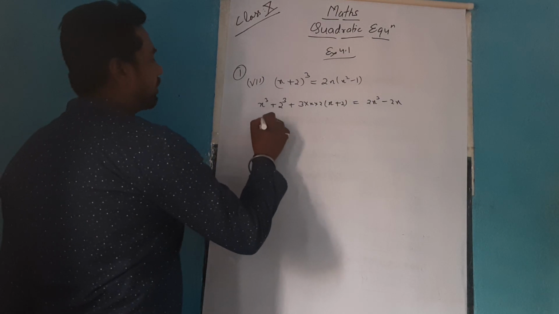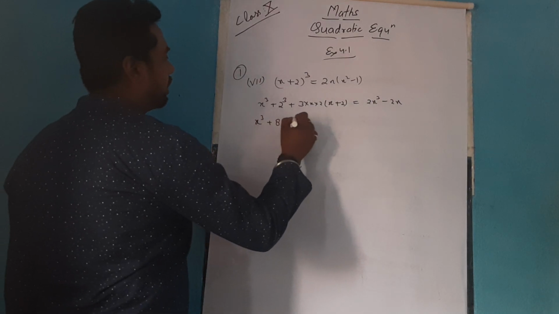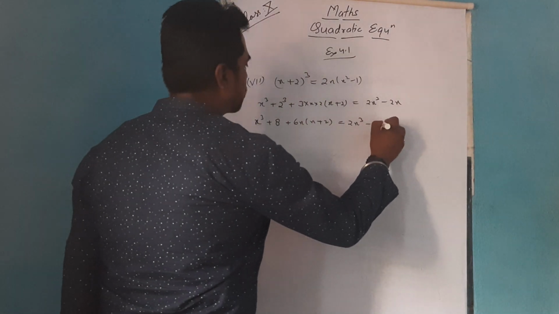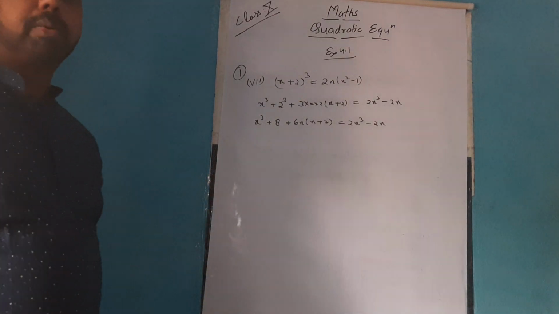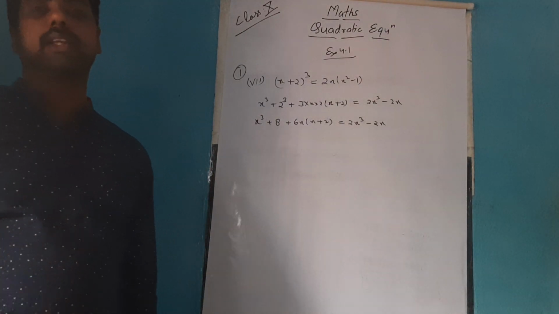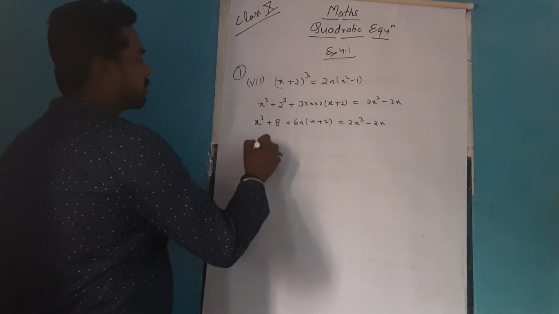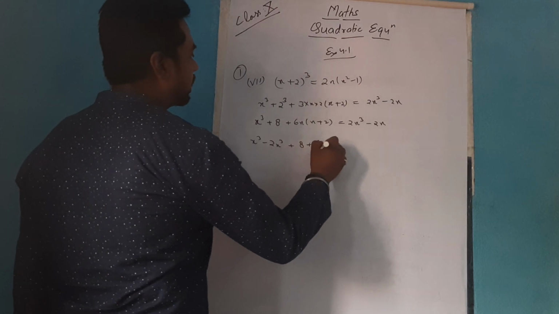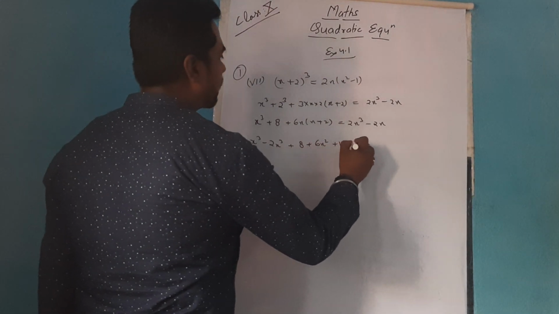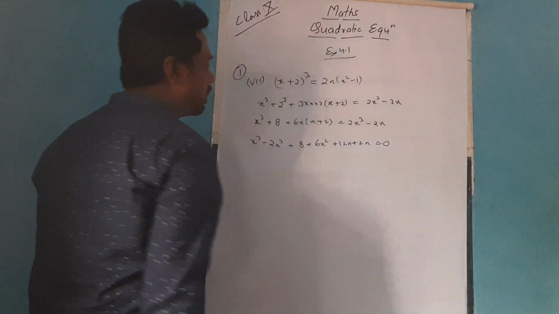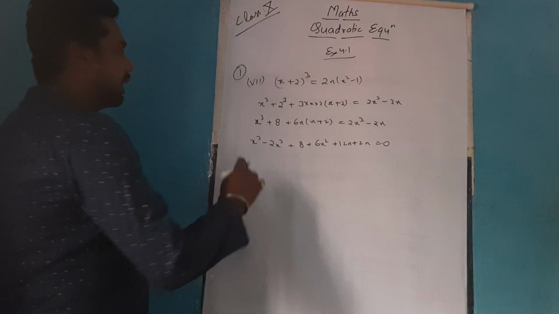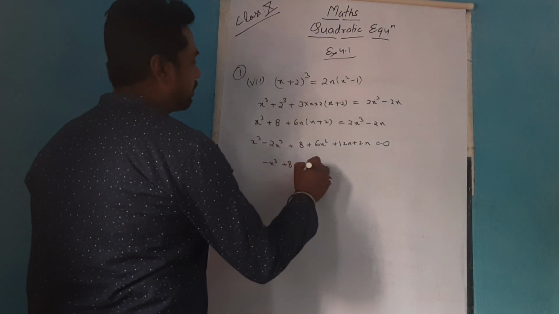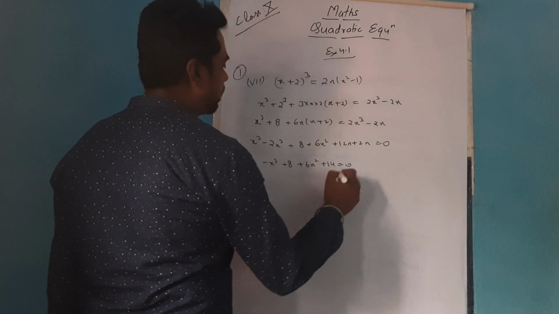Now we'll simplify the left hand side: x cube plus 8 plus 6x(x + 2) equals 2x cube minus 2x. Now after this step, we'll bring all the terms to the left hand side and make the right hand side equal to 0. So this becomes x cube minus 2x cube plus 8 plus 6x square plus 12x plus 2x equals 0. Now when you solve it, x cube minus 2x cube becomes minus x cube, plus 8 plus 6x square plus 14x equals 0.